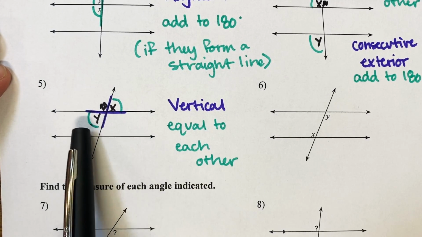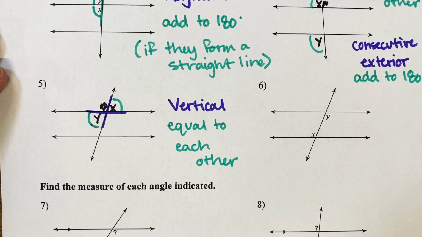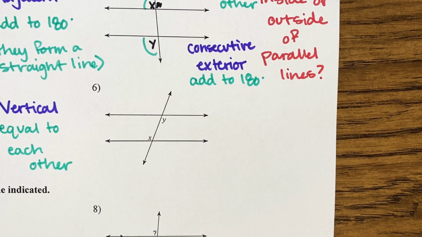Okay, they're always equal to each other. So if Y was 50 degrees, then we know that X is also 50 degrees. Okay, let's do our last example before we try them out.